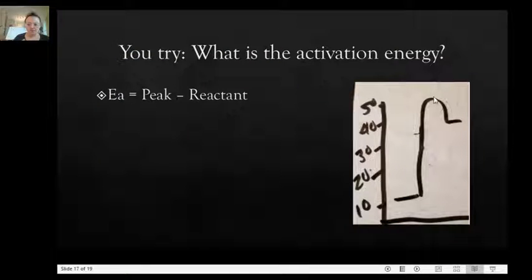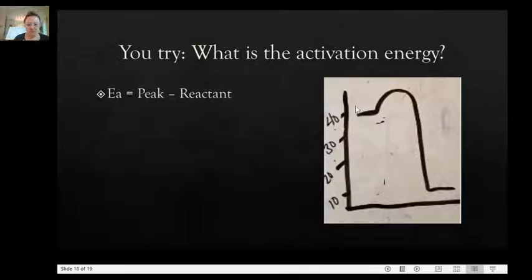So here we can say the peak is 50. Our reactants, we'll say it's 10. 50 minus 10, we only need 40, let's say kilojoules per mole to get started. Here we'll say the peak is still 50 because it's above 40. 50 minus 40, we only need 10 kilojoules per mole to get started.